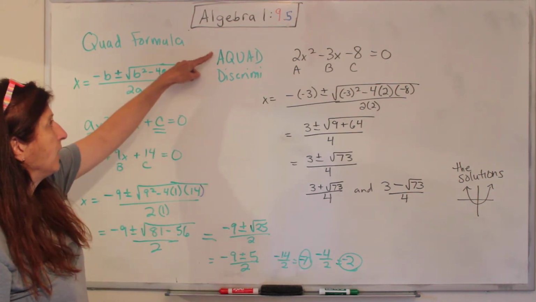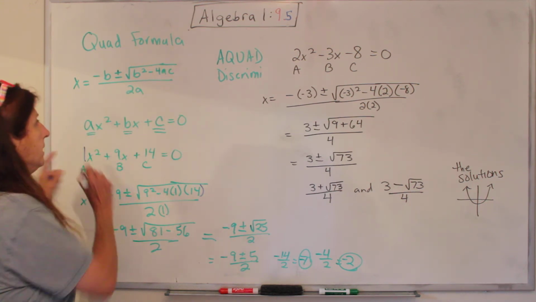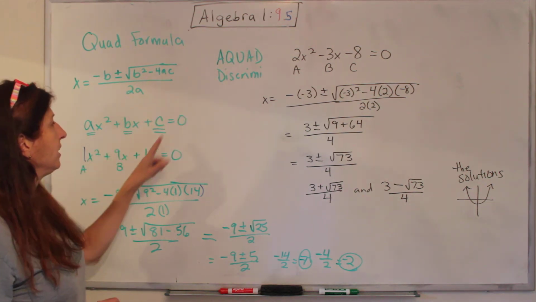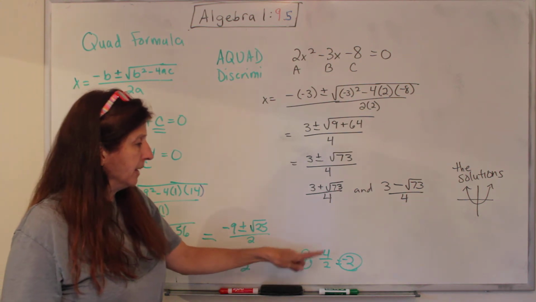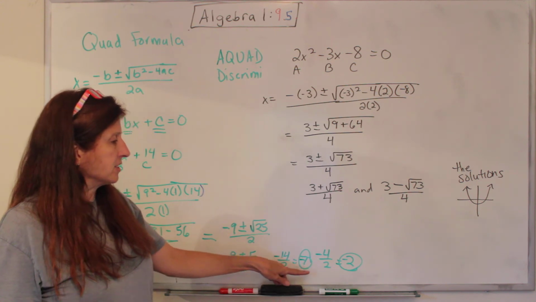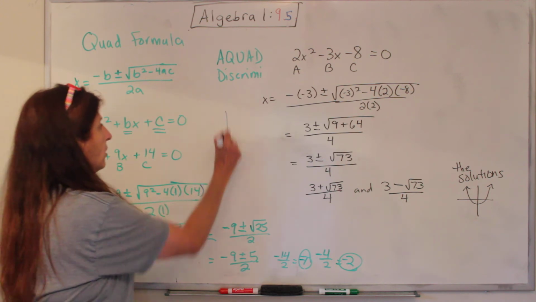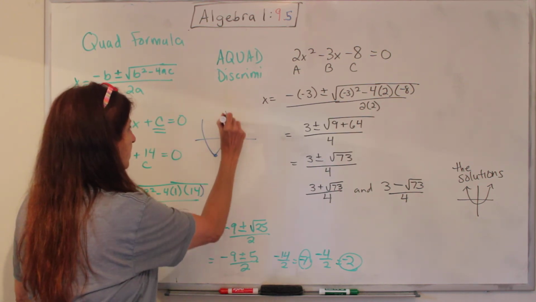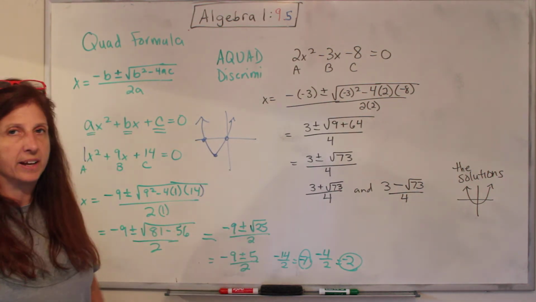If I went to Quad, it would say A question mark, and I'd say 1. B question mark, I'd say 9. C question mark, I'd say 14. Enter, and it would tell me the vertex, very useful for graphing, and it would tell me the solutions are negative 7, negative 2. So I would have the vertex, and I would have the two solutions and it would be very easy to sketch a graph from that information.